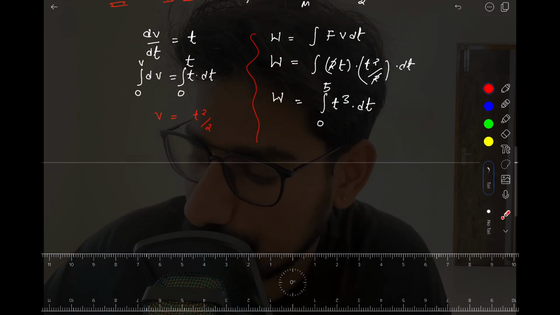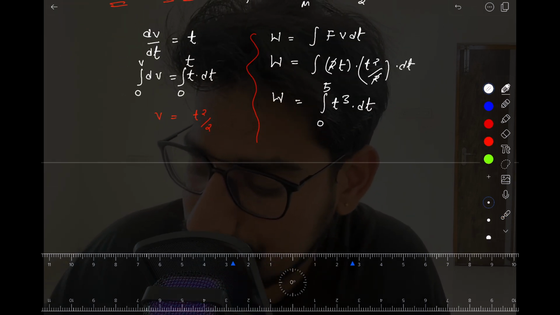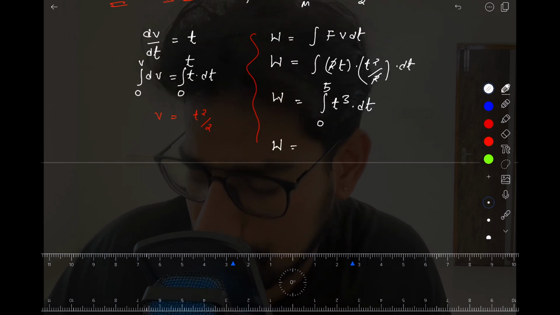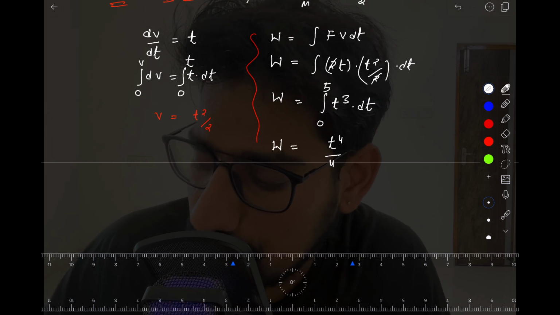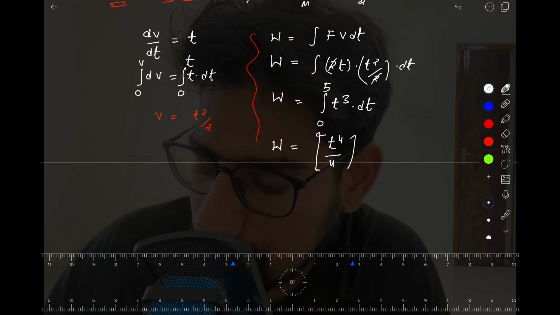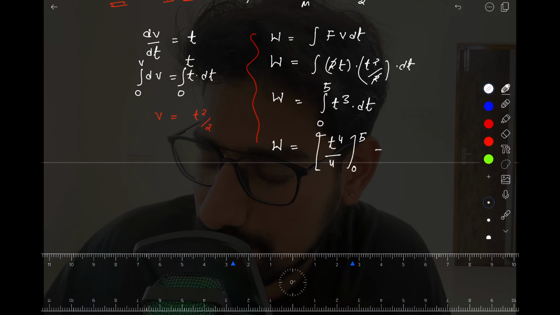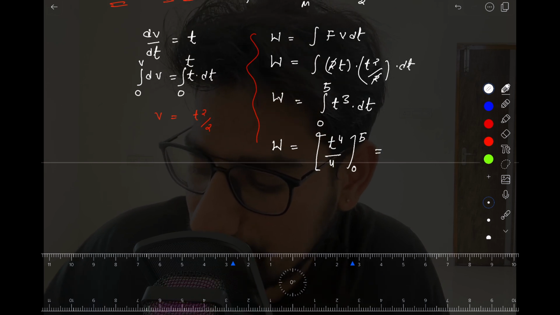So then work done is, if I do the integration, t to the power 4 divided by 4, from 0 to 5. Then it is quite simple. It becomes 625 divided by 4 joules.